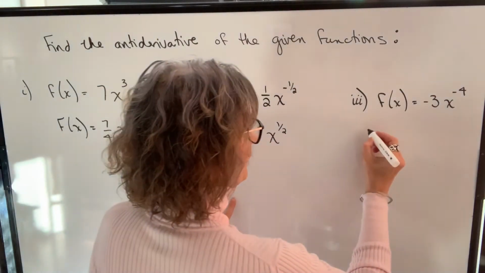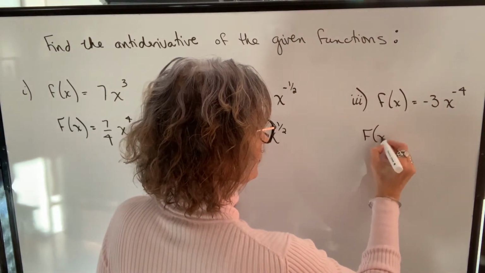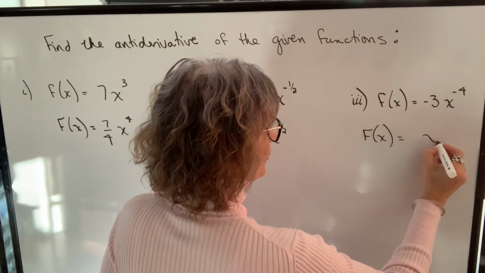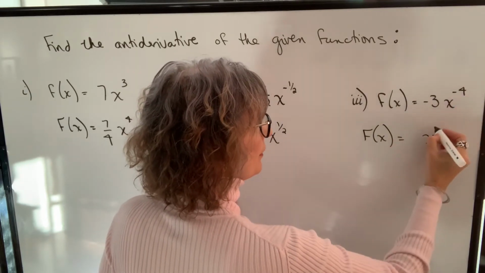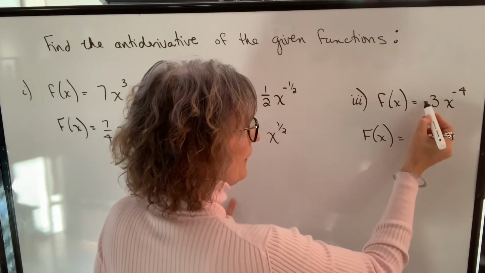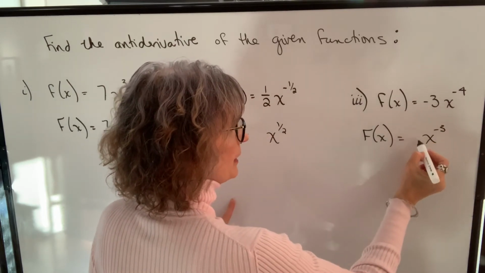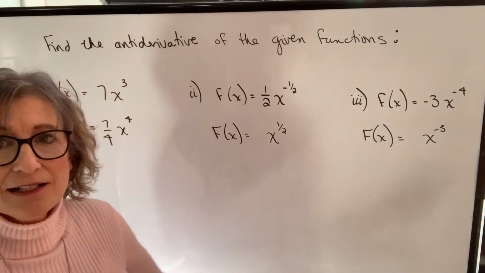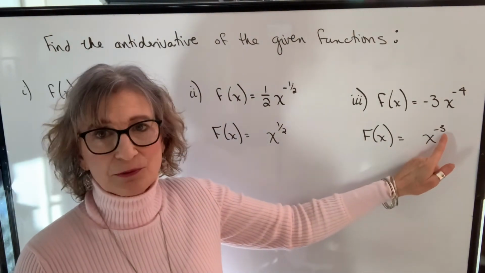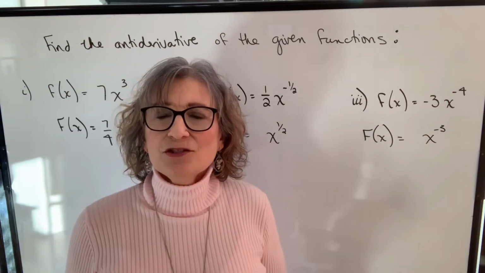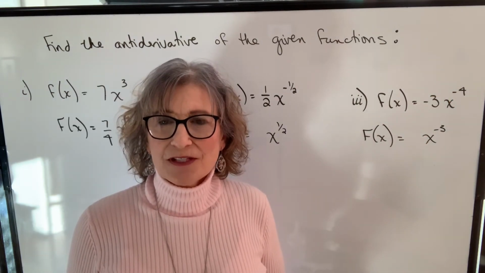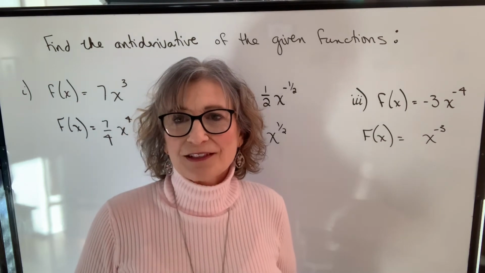Next example, find the antiderivative. We're going to start with our power of x. So it will be x to the negative 4 plus 1, which will be negative 3. And then negative 3 divided by negative 3 is a 1. Does the derivative of x to the negative 3 equal negative 3x to the negative 4? Yes. Let's do more examples of finding antiderivatives so that you can get comfortable with the process.